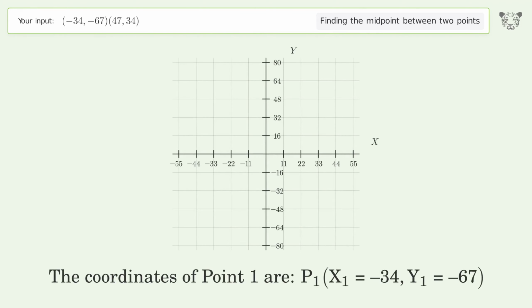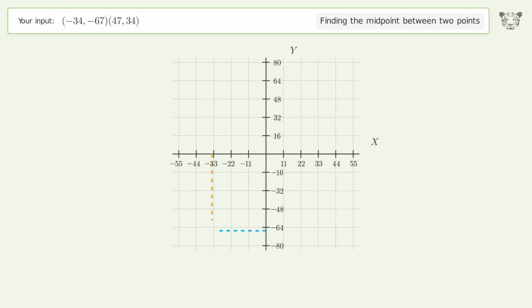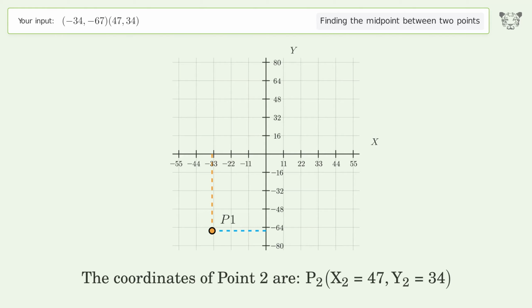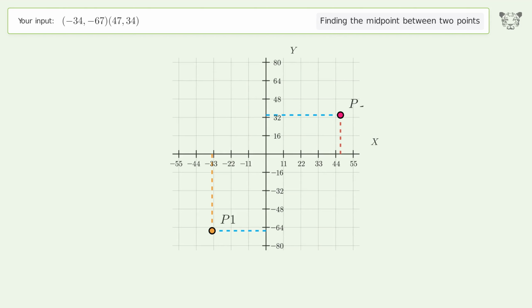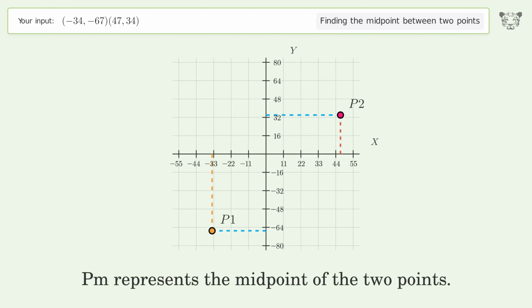The coordinates of point 1 are, x1 equals negative 34, y1 equals negative 67. The coordinates of point 2 are, x2 equals 47, y2 equals 34. PM represents the midpoint of the 2 points.